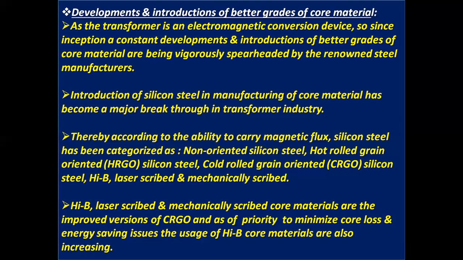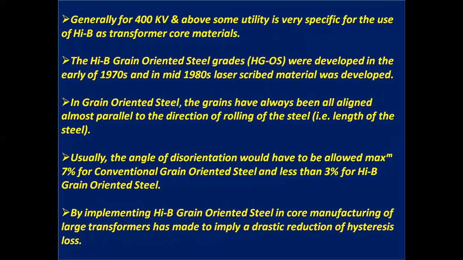HIB, laser scribed and mechanically scribed core materials are the improved versions of CRGO and, as a priority to minimize core loss and for energy saving, the usage of HIB core materials is also increasing. Generally, for 400 kV and above, some utilities are very specific about the use of HIB transformer core materials.